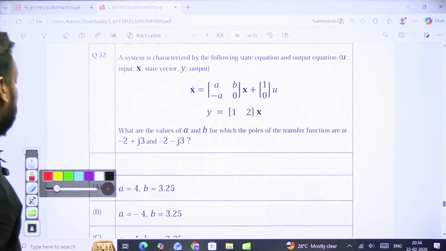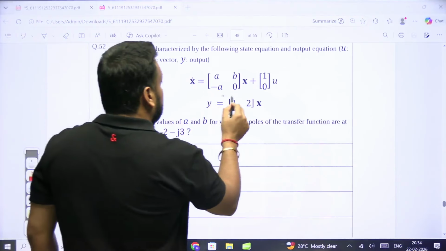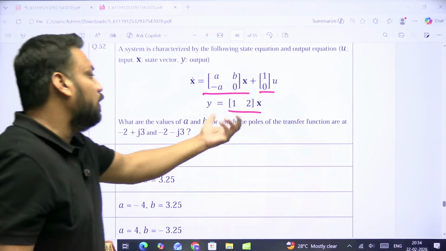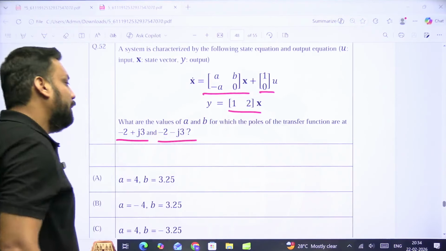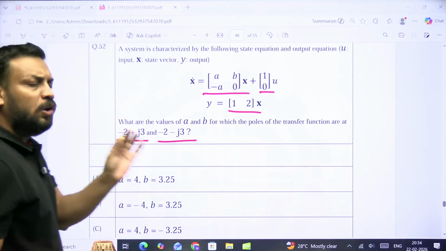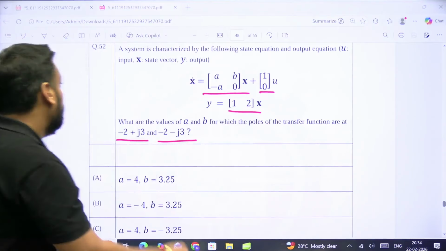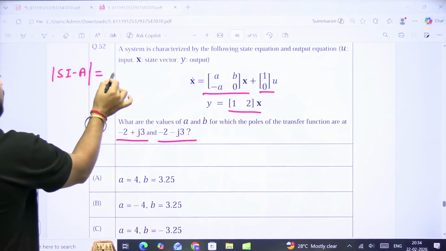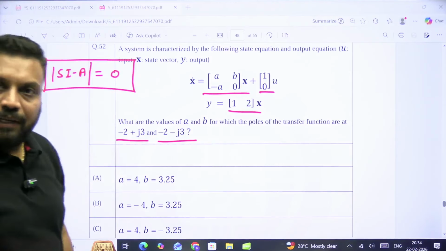Look here, the A, B, C matrices are given to us. This is the A matrix, this is your B matrix, this is your C matrix. What are the values of A and B for which the poles of the transfer function are at minus 2 plus minus 3j? Poles are given to us, and we know that the poles are given by the determinant of sI minus A equal to 0. In control system, to find the poles from the state matrix, we find the determinant of sI minus A equal to 0. That will give us the poles.